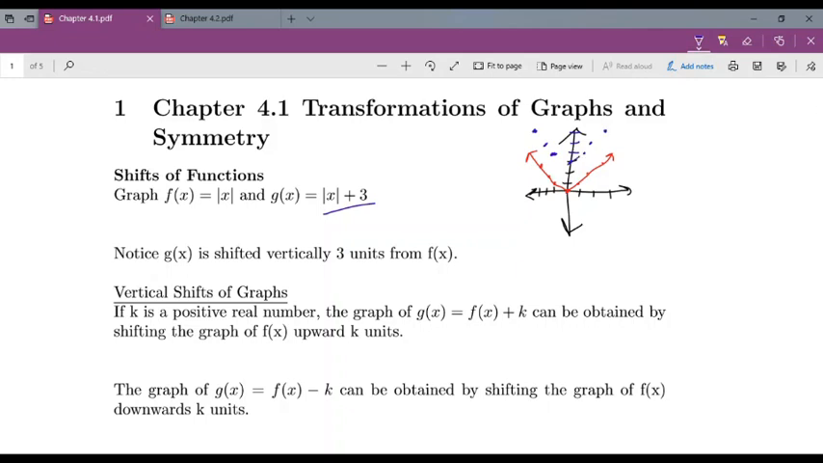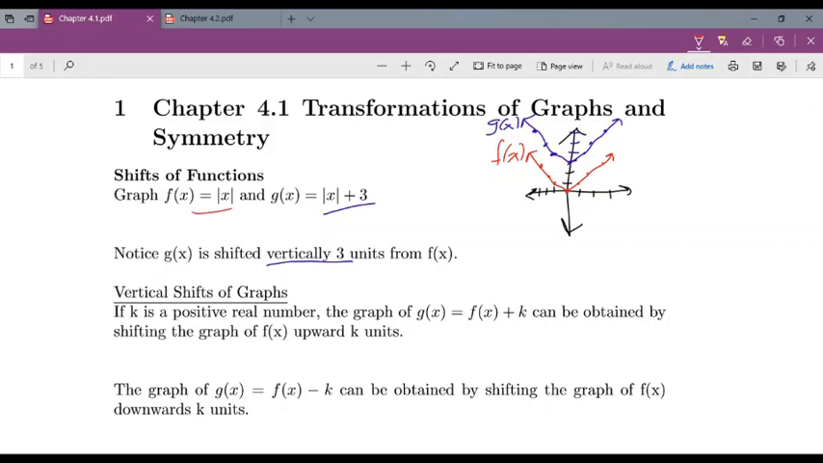So my new graph here looks very, very similar. The only difference is it shifted up 3 units. 1, 2, 3. Okay, so notice g of x is shifted vertically 3 units from f of x. So this is our g of x function here, our blue. Our f of x function is the red.